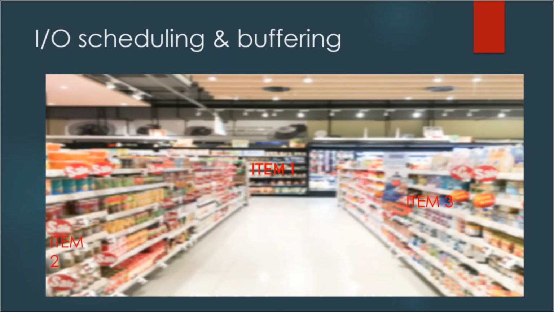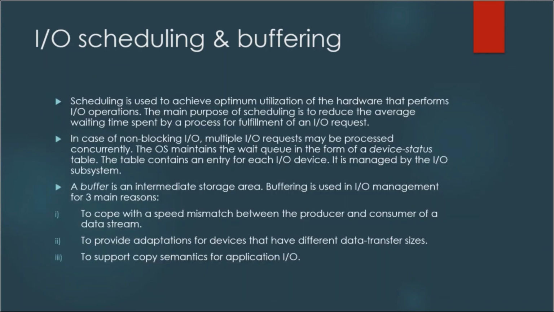You can minimize the time spent at the market by procuring item 2, item 3, and item 1 as you walk along the aisle. So the same thing applies to a disk arm in IO scheduling. The disk arm, you can minimize the distance moved by the arm of the disk. When it comes to an input-output operation, that's a little analogy.